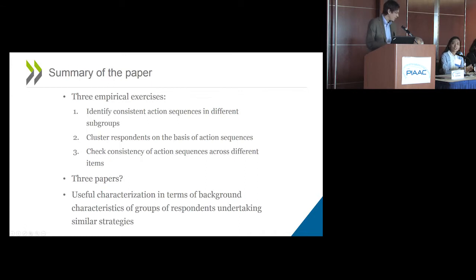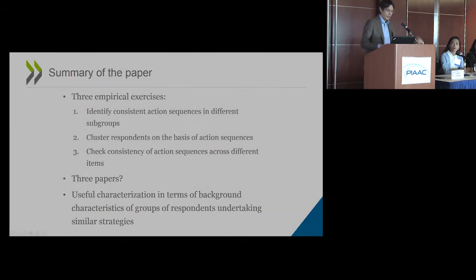Indeed, it was very clear from the presentation that there's a lot of material, so I do encourage you to go through the paper and read it. These exercises provide a useful characterization in terms of the background characteristics of groups of respondents that undertake similar strategies.